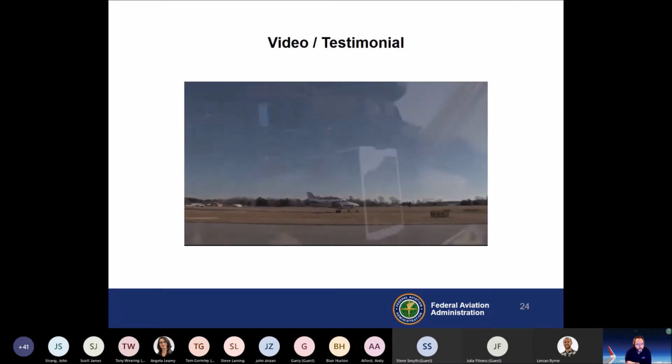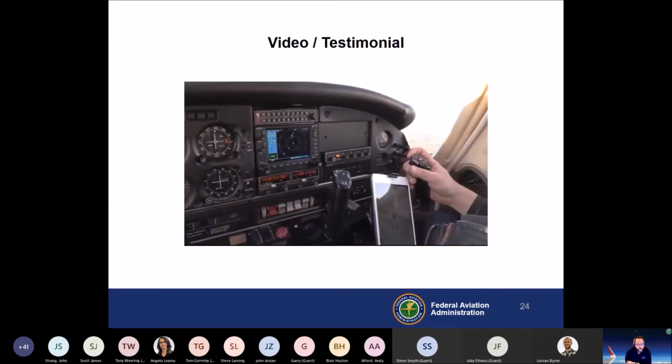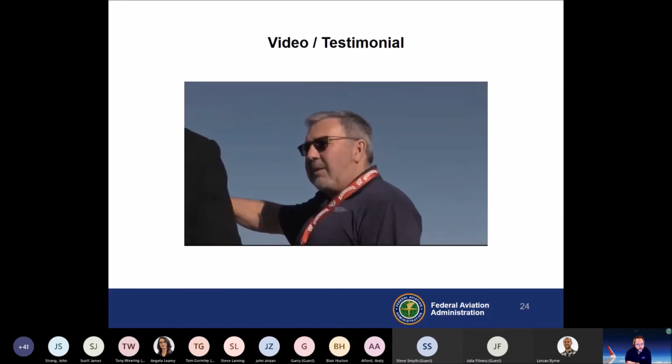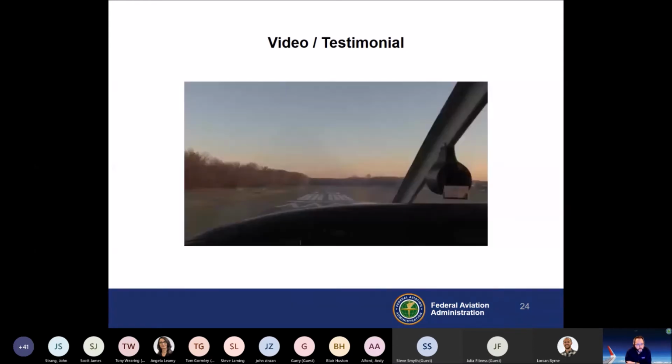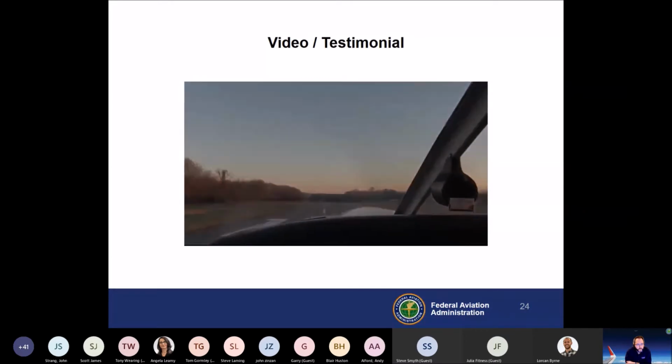ADS-B out will be mandatory for most controlled airspace by January 1st, 2020. ADS-B in for many pilots who've had close calls and avoided them ever since is indispensable. So the ADS-B, it gives us all the traffic that's going to be out there.